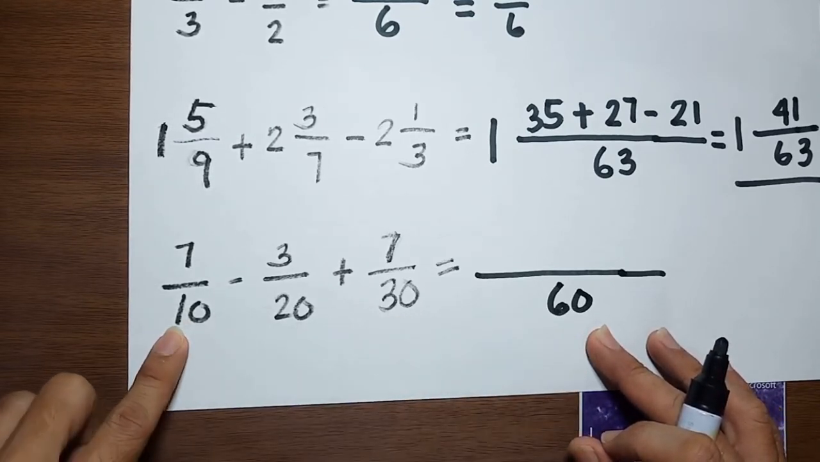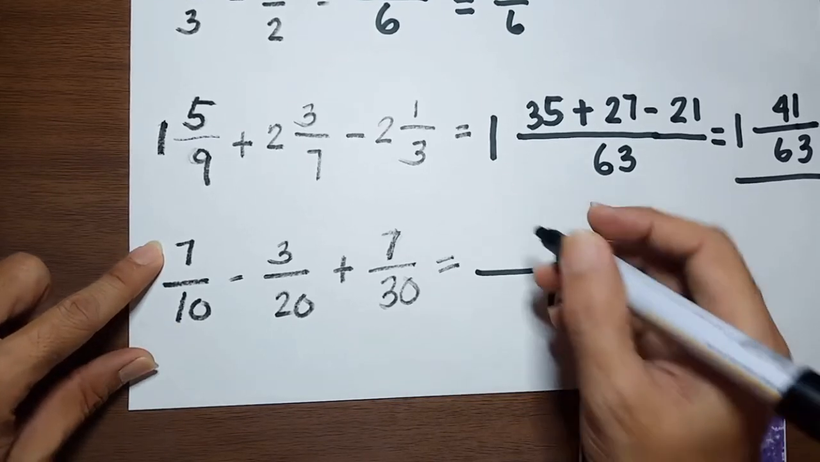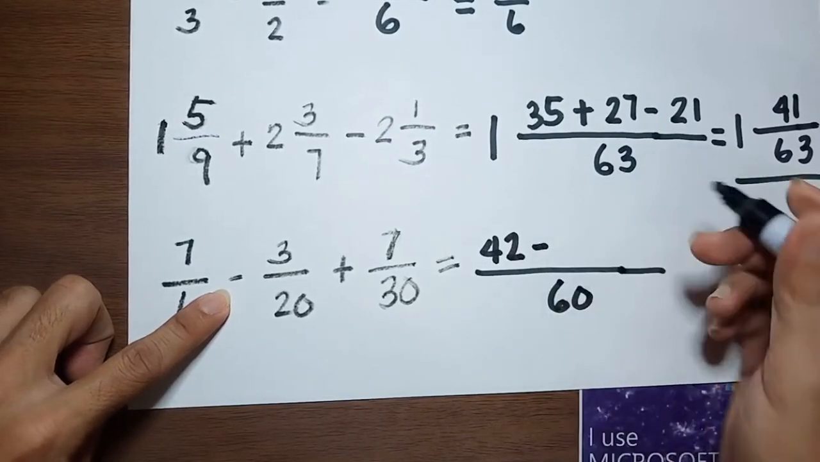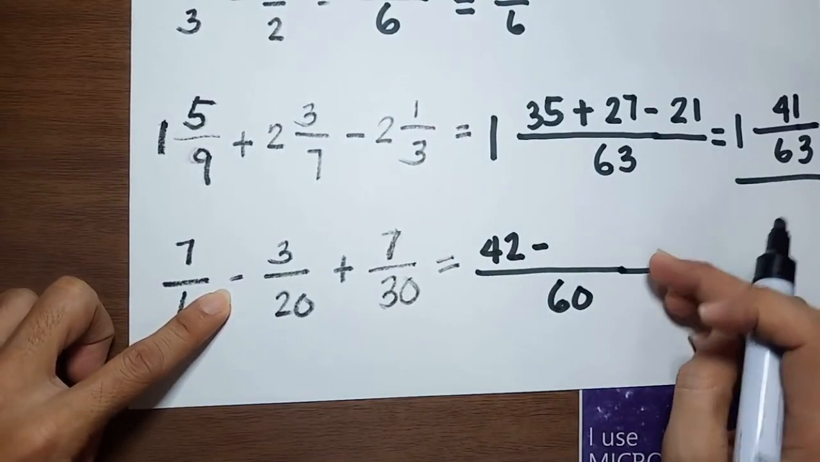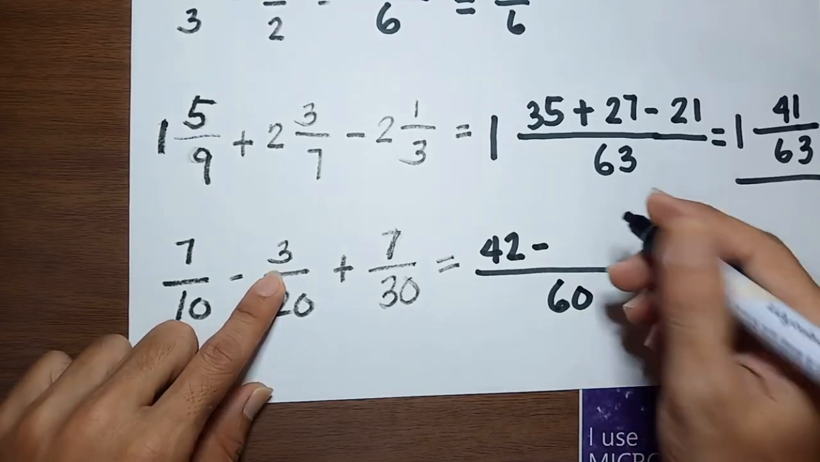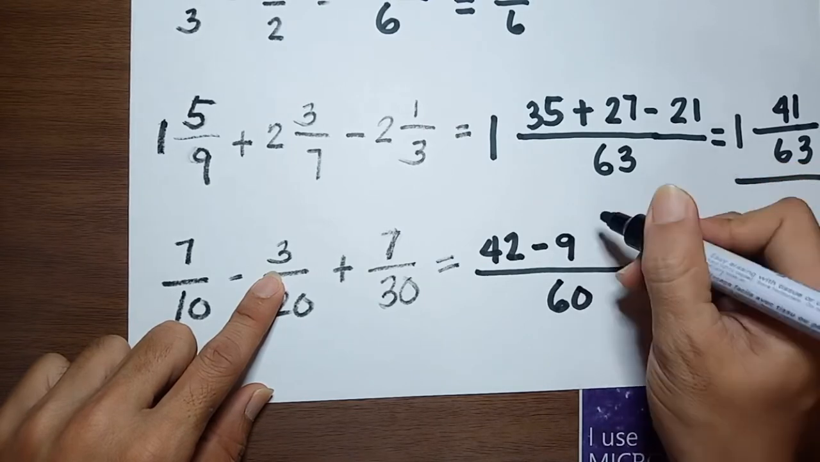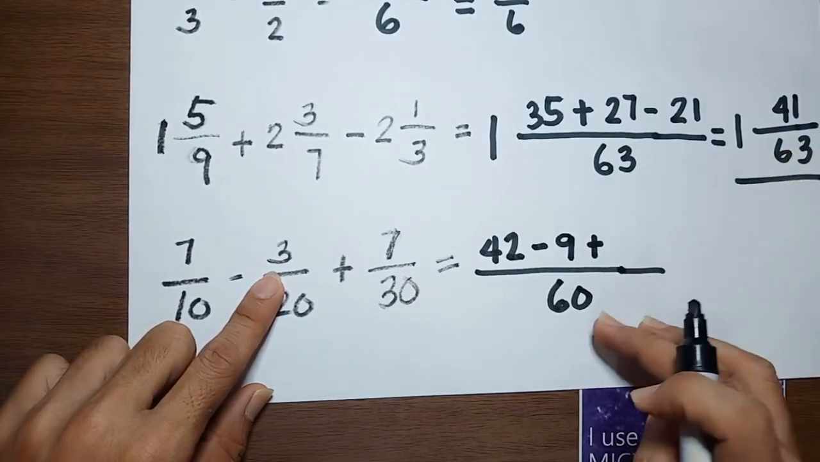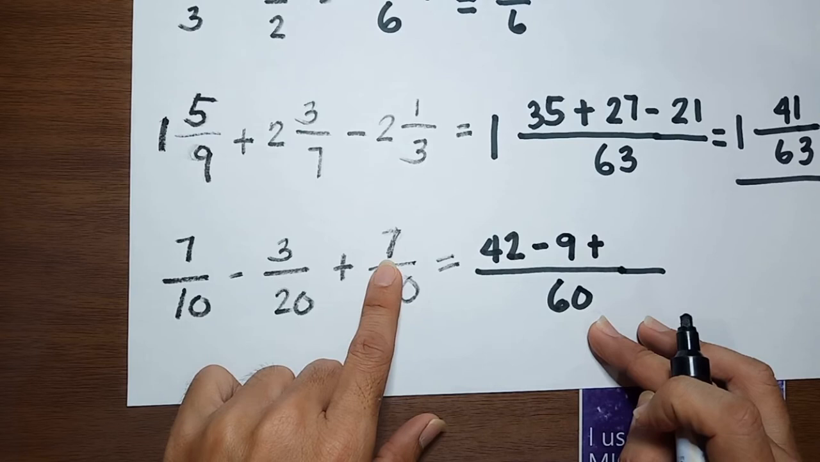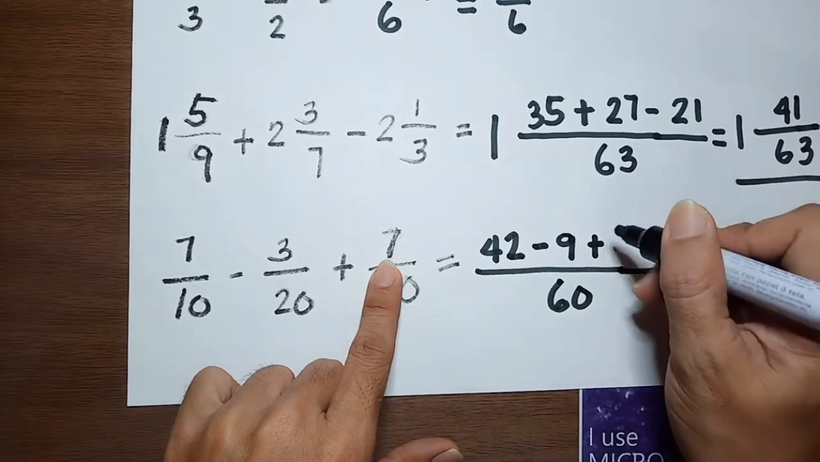60 divided by 10 is 6. Then times 7 would be 42. Then we copy minus. 60 divided by 20 is 3, times 3, that gives us 9. We copy plus. 60 divided by 30 is 2. Then times 7, that gives us 14.